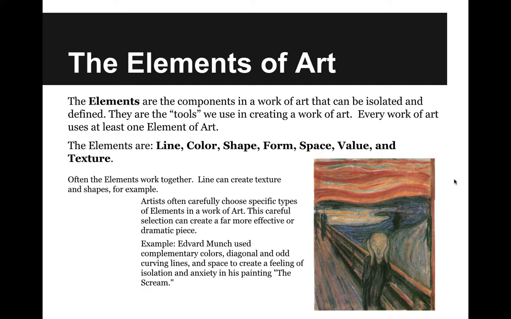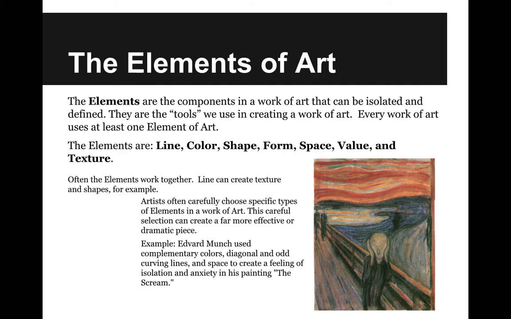It says they're the tools we use in creating a work of art. They're literally things that we use to create a work of art. So I use colors, I use shapes, I use lines. And every work of art in the world uses at least one element of art. So we use colors, we use lines, we use shapes. We have to use something to create a work of art. They all have at least one. Most have several.